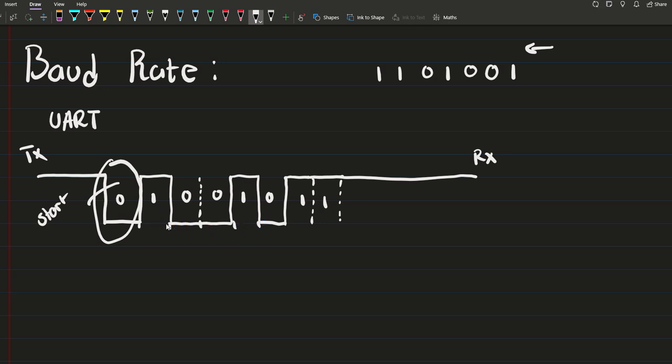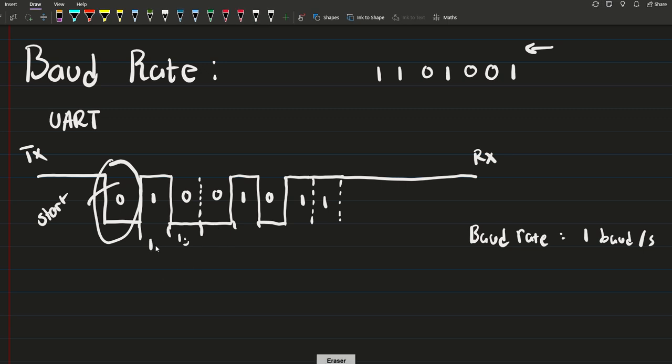Let's say this bit is transmitted over 1 second. So for every 1 second, a bit is being transmitted. So the baud rate here will be 1 baud per second, because this bit is transmitted over 1 second.